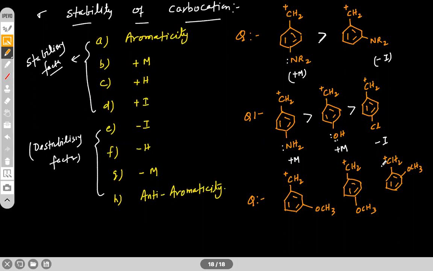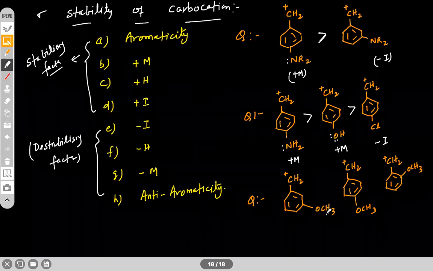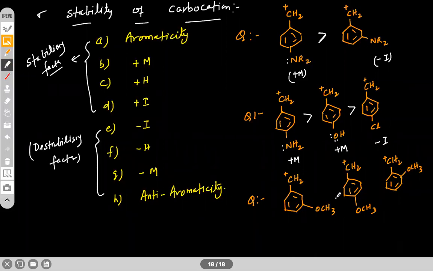Yes, guys. See what happens in this. At this position, what effect do we have? Minus I. Okay, minus I. Here, plus M, and minus I also possible, but plus M dominates minus I. Here also we have plus M and minus I, plus M dominates minus I. Even in this case it is possible, plus M and minus I, right? We can write that.